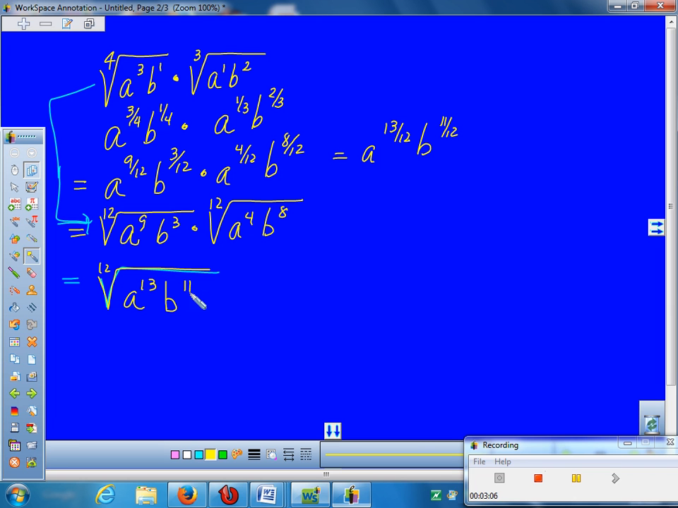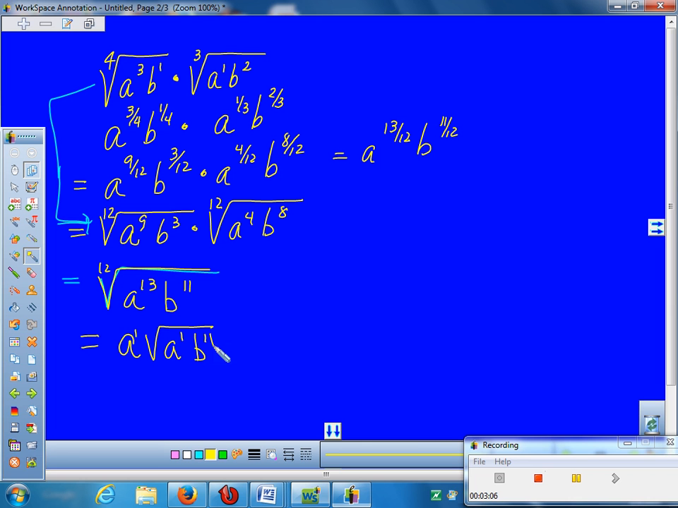However, am I done? Is that simplified? Is either of these powers bigger than 12? Yeah, the 13 is bigger than 12. So you have to do what? Take out an A. 12 goes into 13 once with a remainder of 1. It wouldn't go into 11 at all.